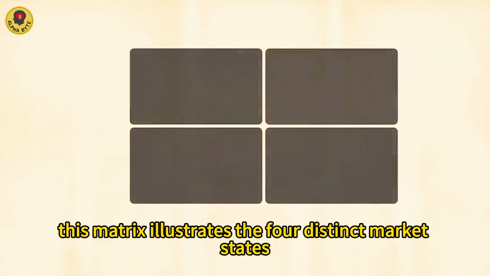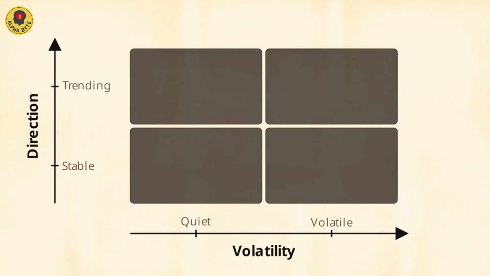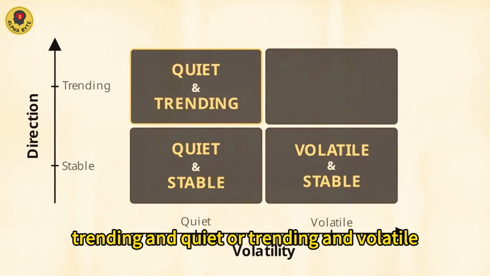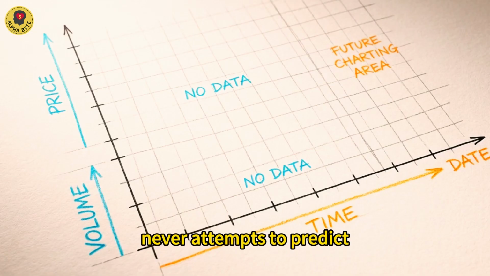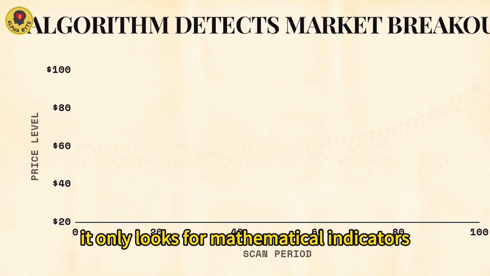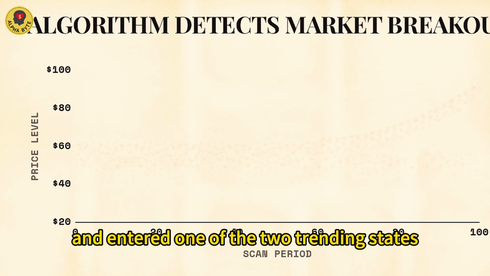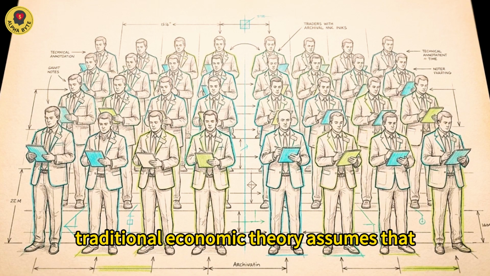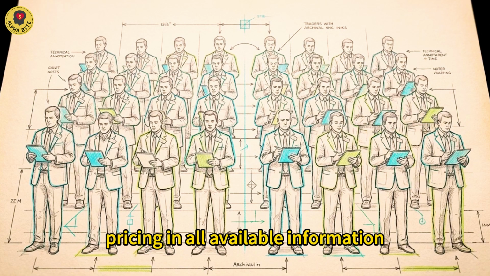This matrix illustrates the 4 distinct market states created by this transfer of risk. A market can be stable and quiet, stable and volatile, trending and quiet, or trending and volatile. The turtle strategy never attempts to predict which way the price is going to move. It only looks for mathematical indicators that a market has left a stable state and entered one of the 2 trending states. Traditional economic theory assumes that market participants act rationally, pricing in all available information.